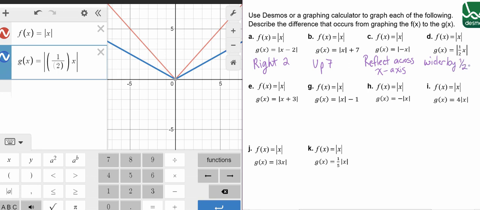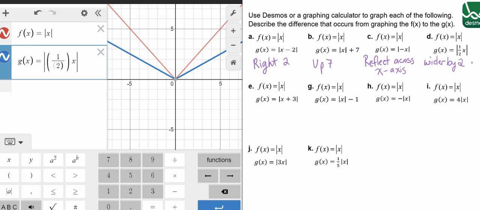Now, as you get into some higher math classes, they're going to have names for that. And this is called a horizontal stretch by 1/2. But you can go ahead and just write down wider by 1/2 for now. Although we should point out that when it's on the inside with the absolute value symbol, we generally say that it's wider by the reciprocal of that number. So really what we should be saying here is that this is wider by 2 because the 1/2 is on the inside with the absolute value symbol and the x.